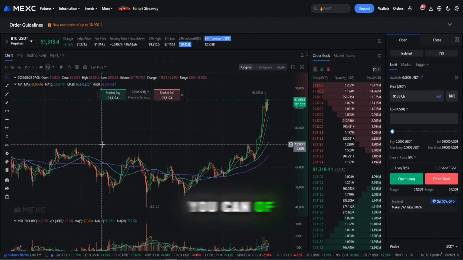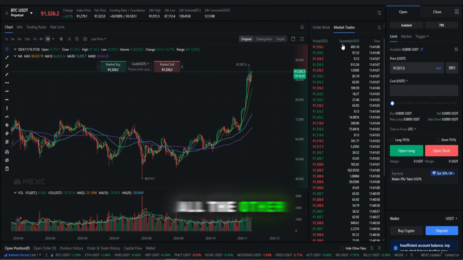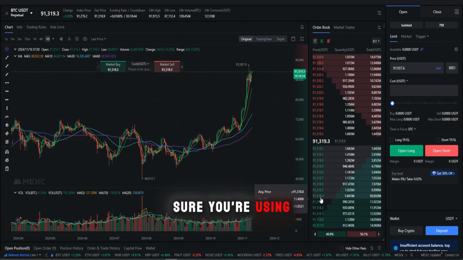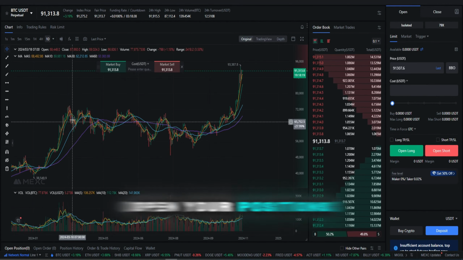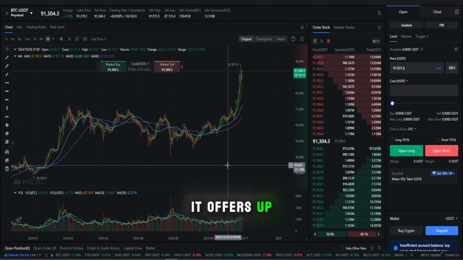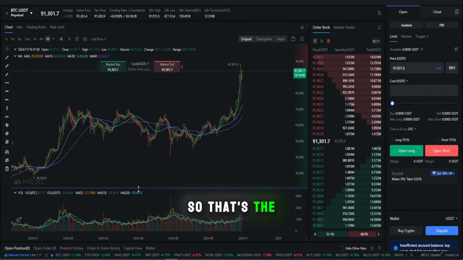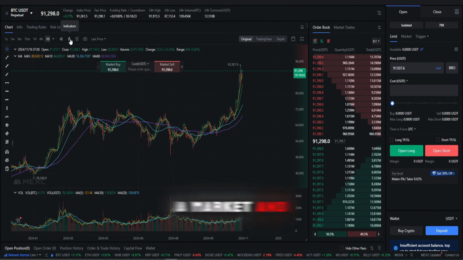Here on the right side, you can, of course, control all of your trades. It looks pretty much similar to all the other exchanges, not much difference. What I like is that you can choose your leverage up here and see it again in here, so you always make sure you're using the right leverage. You can choose the amount in here, and then you can simply open your positions. Pretty easy. Here you can choose your leverage. As you can see, it offers up to 125x leverage, so that's the highest leverage that you can choose in here. Also, as you can see, you can use a market and limit order.